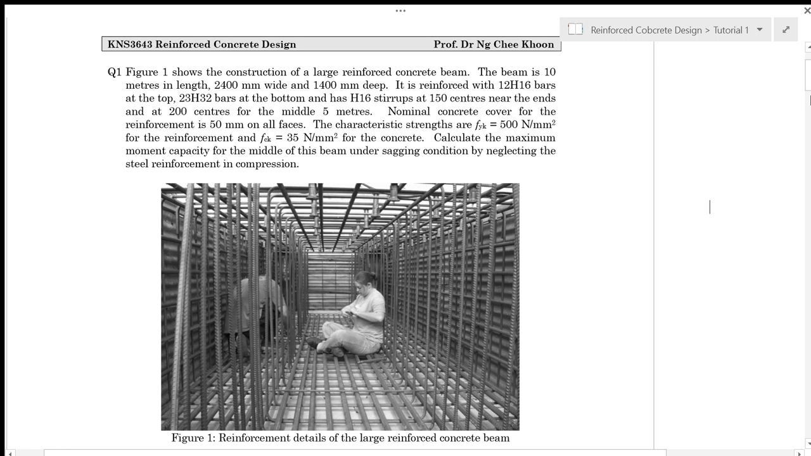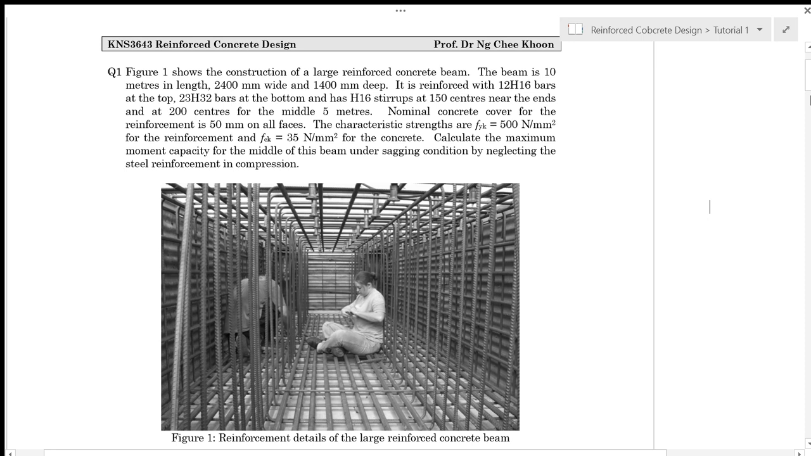It is reinforced with 12 H16 bars at the top, 23 H32 bars at the bottom, and has 16 mm stirrups at 150 mm centers near the ends and at 200 mm centers for the middle 5 meters. Nominal concrete cover for the reinforcement is 50 mm on all faces. The characteristic strengths are fyk equals 500 Newton per square millimeter for the reinforcement, and fck equals 35 Newton per square millimeter for the concrete.